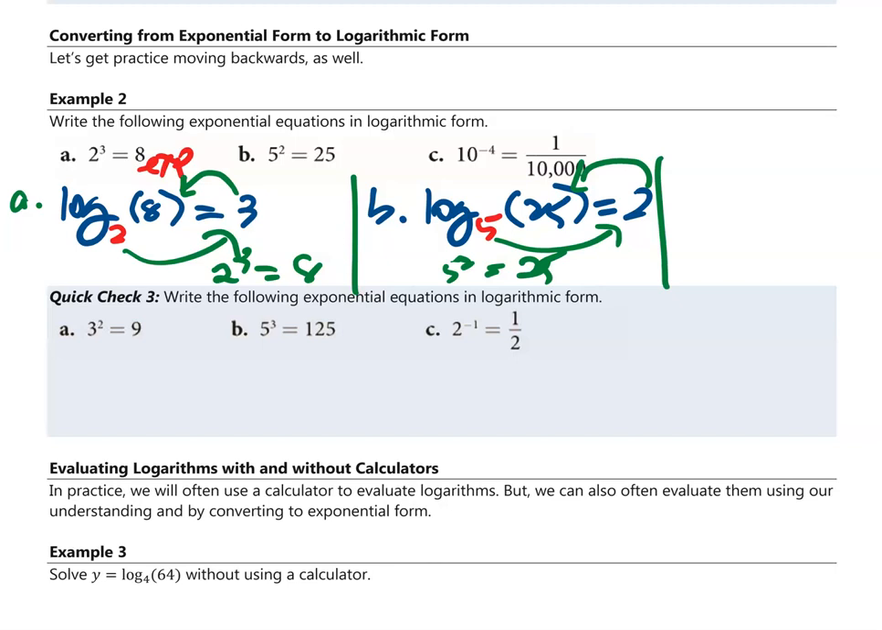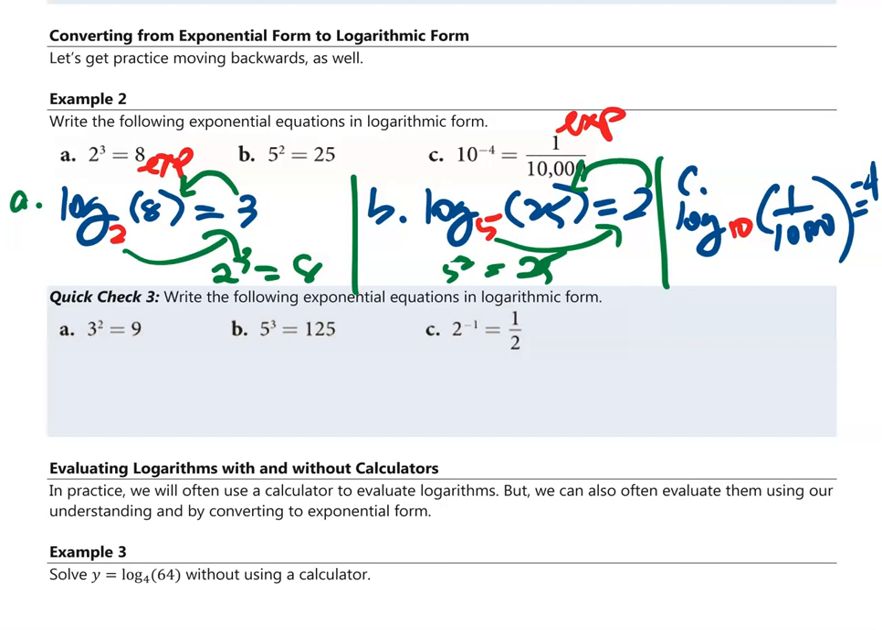Okay, letter C. 10 raised to negative 4 equals 1 over 10,000. So that is log, the base is 10. So let's write base 10 here. And this is going to be your exponent. 1 over 10,000 is equal to negative 4. And yes, ten raised to negative 4 is equal to 1 over 10,000.